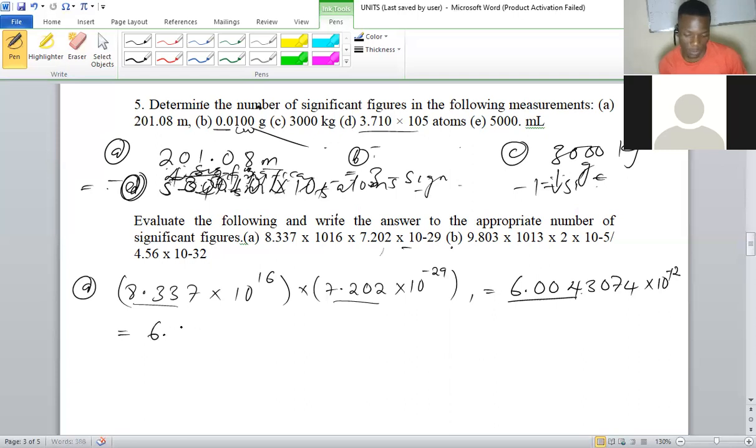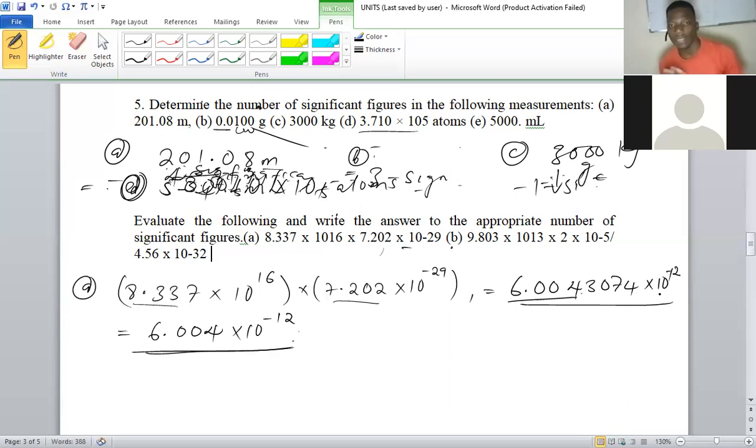So we have 6.004 times 10 to the power negative 12. So that is the answer. If you write the whole of that, then you are wrong.